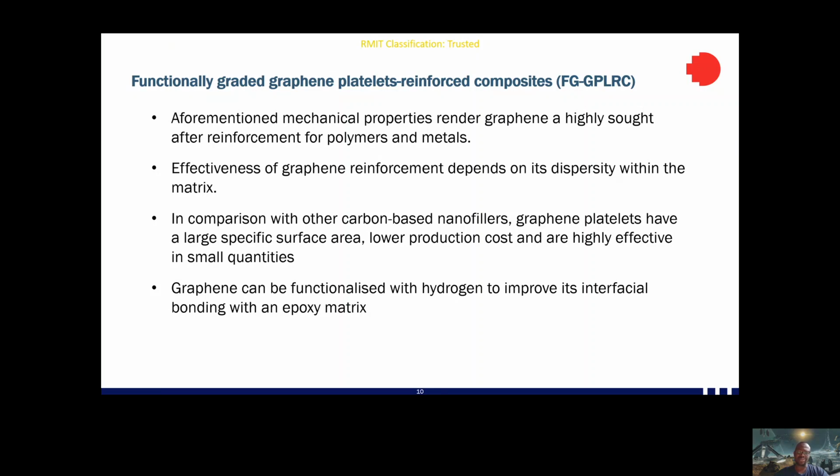However, graphene reinforcement is highly dependent on how well it's dispersed within the matrix. Otherwise, you run into issues such as agglomeration. And in comparison to other carbon-based nanofillers, graphene has a large surface area. It's really cheap to manufacture, and it's highly effective in small quantities. And lastly, graphene can be functionalized to further improve its bonding with an epoxy matrix.